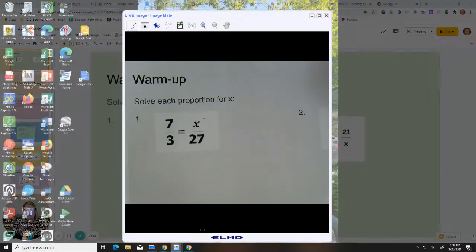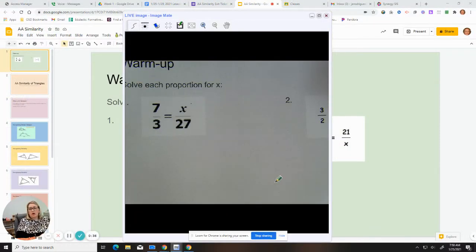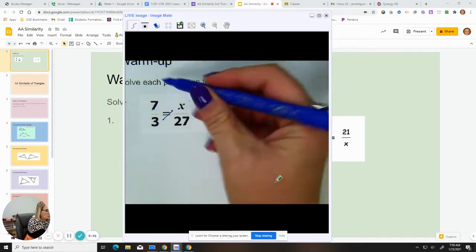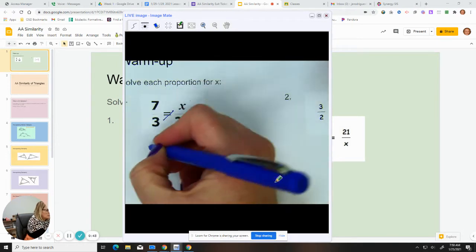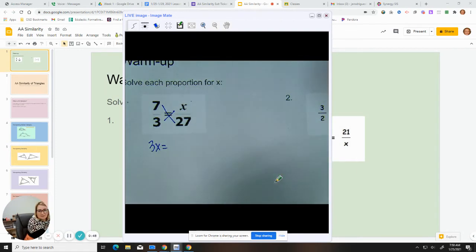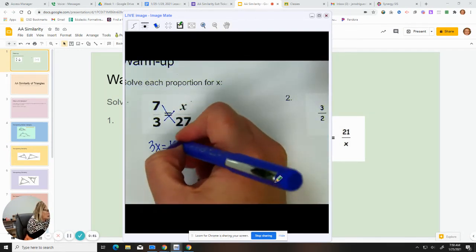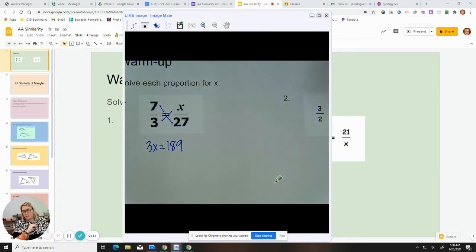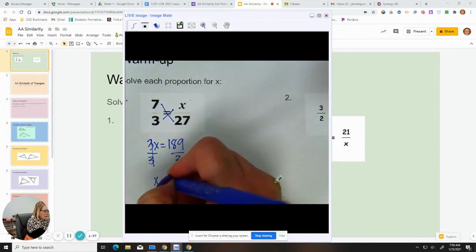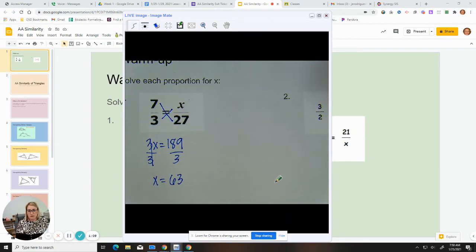Okay, so let's go over these and see what you remember. So proportions are done through cross multiplying. That means you multiply what is across from them. So 3 times x would become 3x. Then you would say 7 times 27, which is 189. And the whole point of a proportion is that you get rid of fractions, and now those two multiplications are equal to each other. So now this is a simple equation that we can solve. We can divide by 3, and we get x is equal to 63.